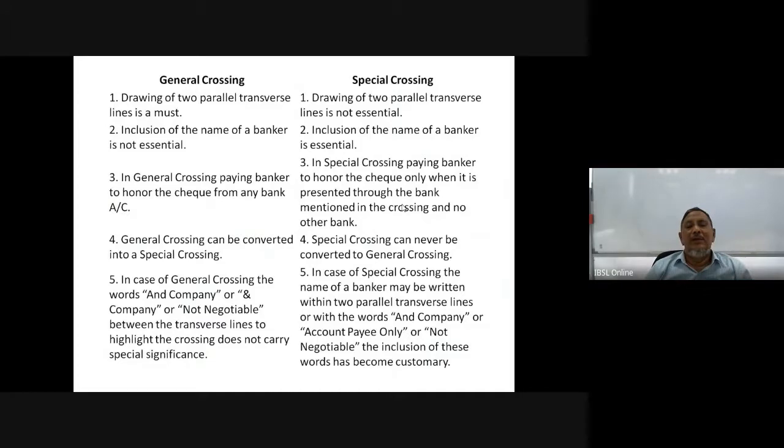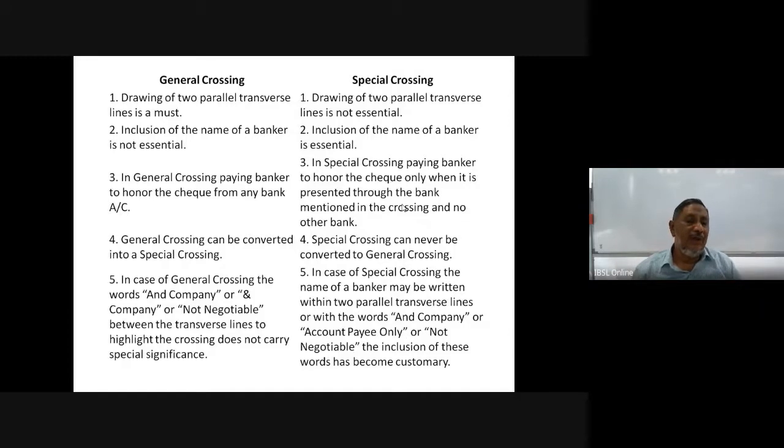Okay. So we have a comparison between general crossing and special crossing. Drawing two parallel transverse lines is a must for general crossing. Those lines are not necessary for special crossing. Inclusion of the name of the banker is not essential in the general crossing. Inclusion of the name of the banker is essential, right, compulsory for special crossing. In general crossing, the paying banker honors the check from any bank account. Now, for example, a crossing stamp is placed, or a crossing written by the drawer or the bearer on the face of the check, a bank's name.